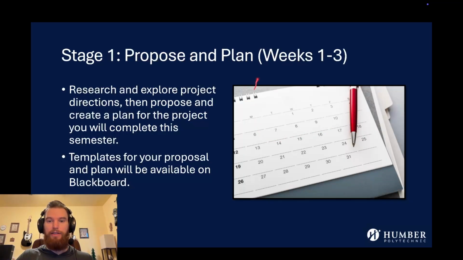Stage 1, propose and plan. This takes place from weeks 1 to 3. You will research and explore project directions, then propose and create a plan for the project you will complete this semester. Templates for your proposal and plan will be available on Blackboard of what key information to include in those documents. But first stage is simply exploring possible directions and then determining what direction you want to go, right? So you have dedicated course time to be thinking and considering what project do you want to make? What is the project that you want to make, right? And how will you complete that throughout the semester? What is your plan to do so?